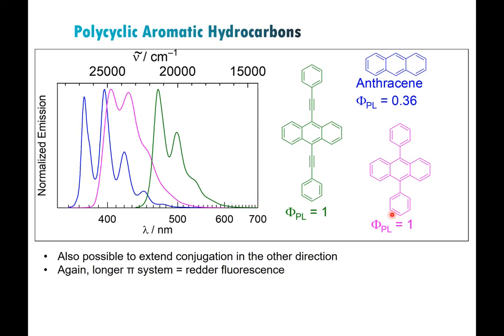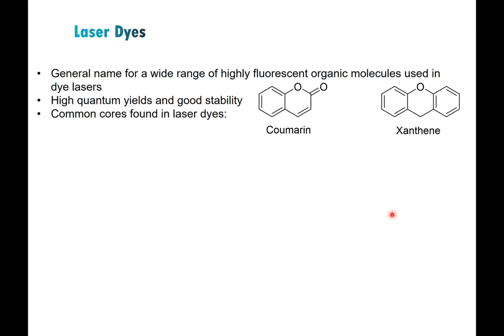unity as they're reported. All right, so then we're going to talk about another kind of organic compound called laser dyes. Now there's a ton of these, so I'm not going to give too many examples, but if you go to that database that I referred to, it has a lot in this category. A laser dye is the general name for a wide range of highly fluorescent organic molecules that are used in dye lasers. So that's one type of laser. I feel like dye lasers aren't used as much anymore, but I'm sure in some settings they are.